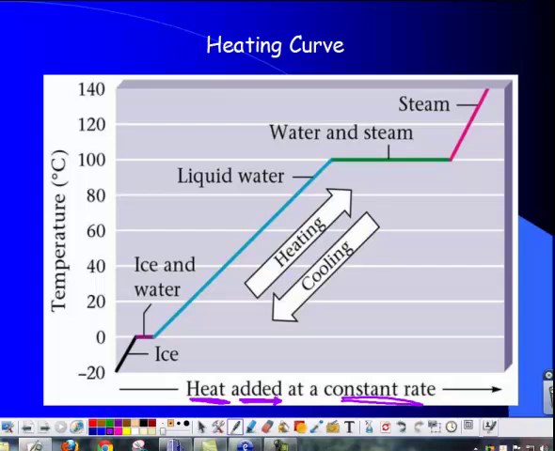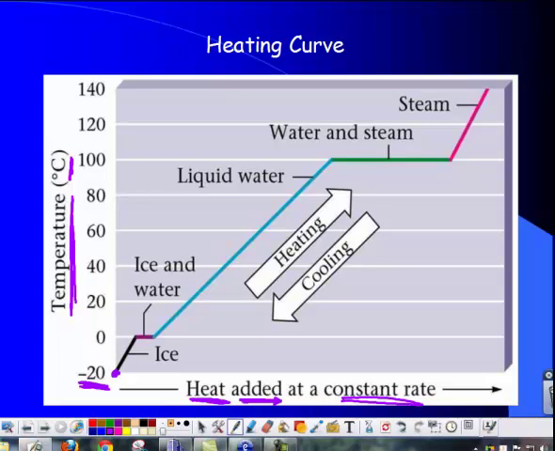So perhaps it's sitting on a hot plate, or maybe it's being heated by a Bunsen burner, something of that order in our lab. On the y-axis, you can see we have temperature in degrees Celsius. So the graph starts down here at minus 20 degrees Celsius. And we're talking about water in this case. So water, under normal pressures, is a solid at minus 20 degrees Celsius.